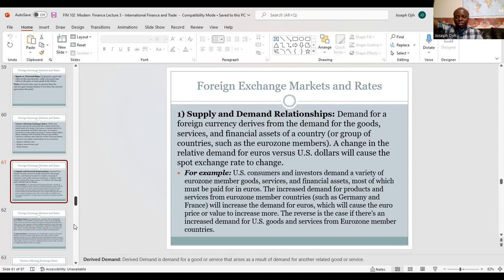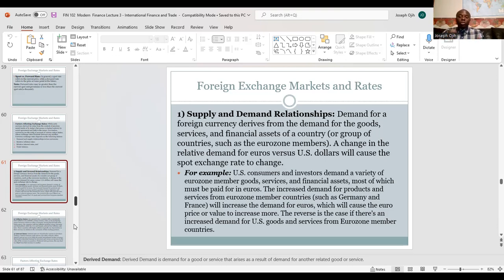That will cause it to appreciate. Okay. So that's basically what it is. The demand for foreign currency is derived from demand for goods and services, and the financial assets of a country. If we demand those things, to pay for them we're going to use their currency. That means we demand their currency, and that will cause the currency to appreciate.